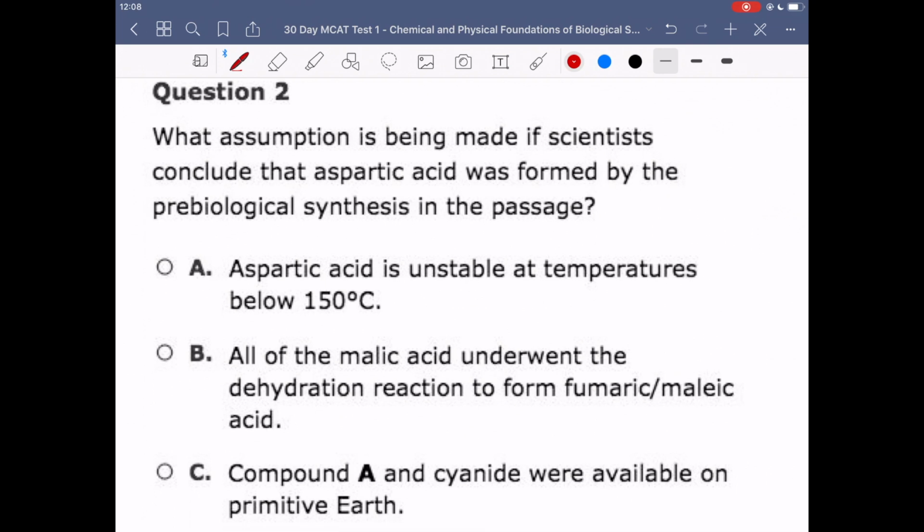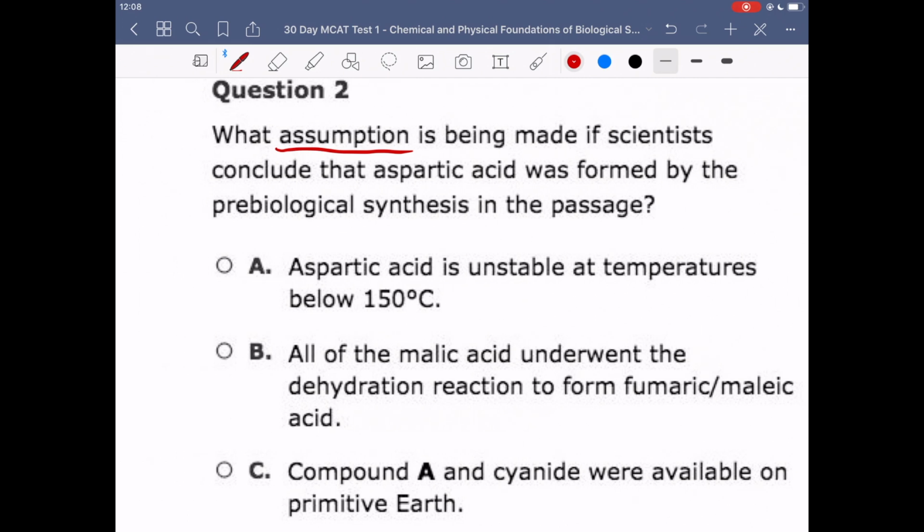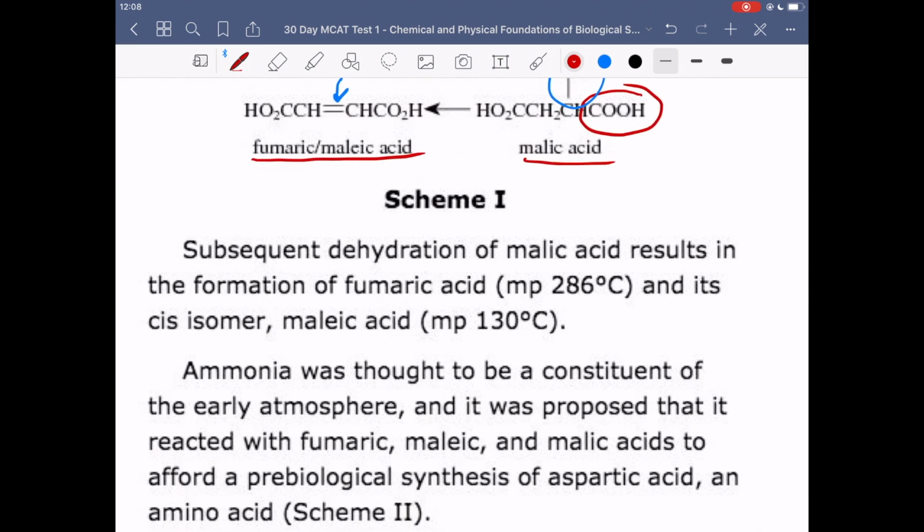In question 2, we're asked what assumption is being made if scientists conclude that aspartic acid was formed by the pre-biological synthesis in the passage. So there has to be a key assumption being made. If an assumption is made, that means that it's something that is not explicitly said by the authors, but it's something you have to accept for the next part of what they state to be true. So the authors want to conclude that aspartic acid was formed by the pre-biological synthesis in the passage. They were trying to test.